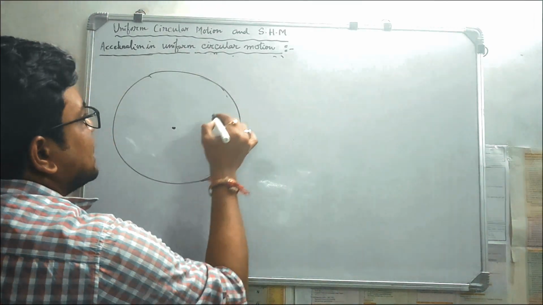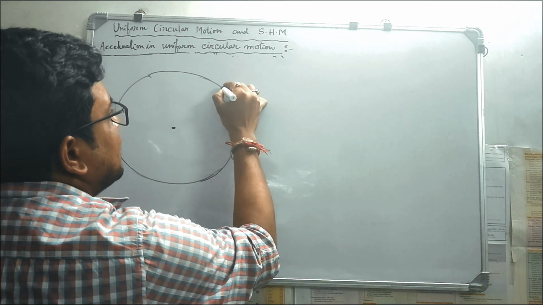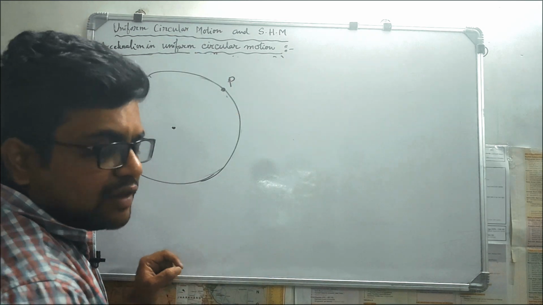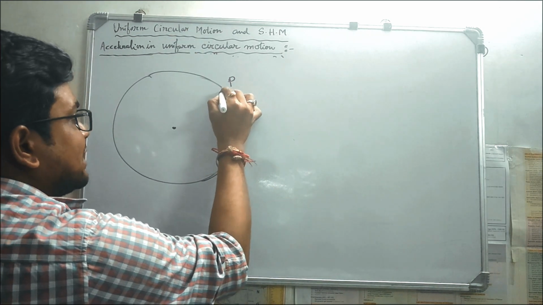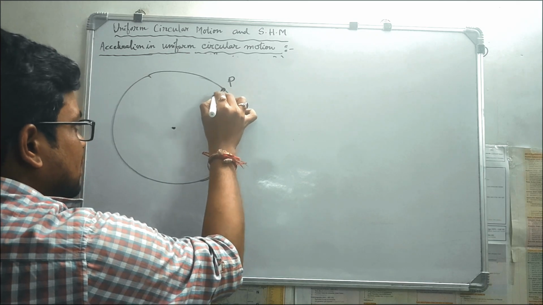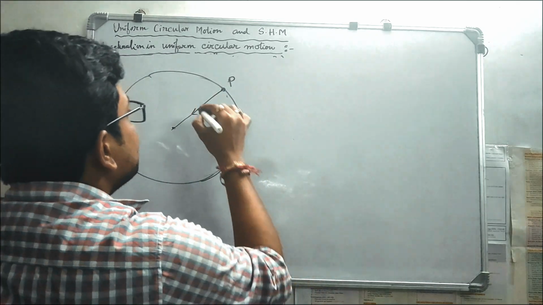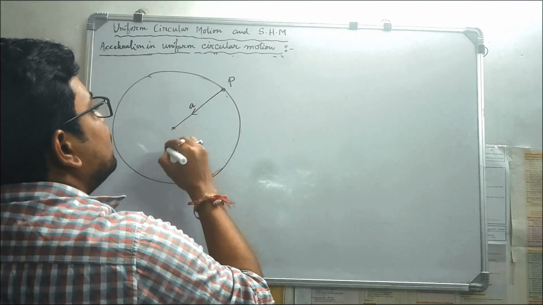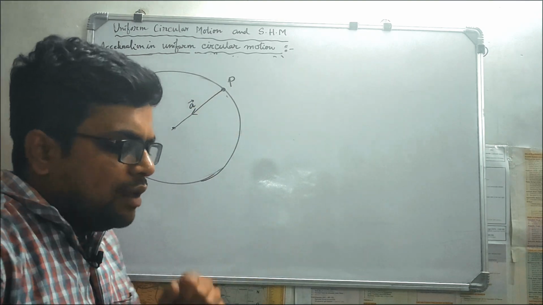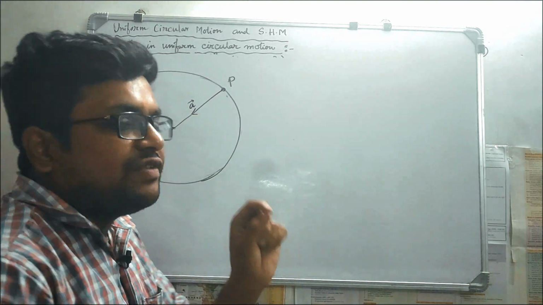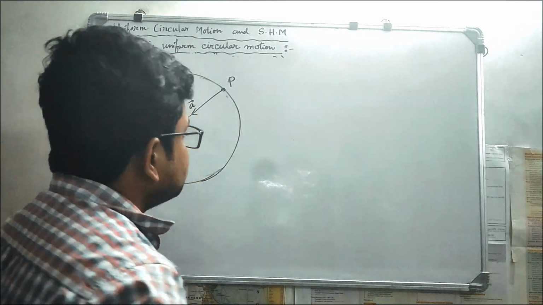Suppose the particle at a certain time is over here. Now the particle's acceleration is always acting towards the center. Remember, acceleration always acts towards the center. This is the acceleration, small a. This is a vector quantity that is known as centripetal acceleration.